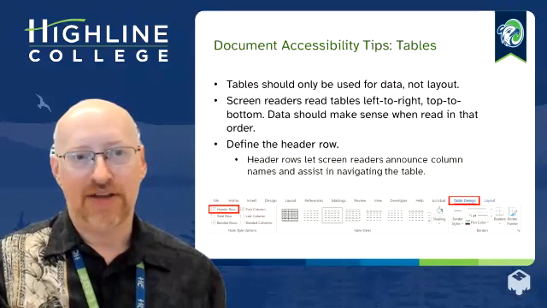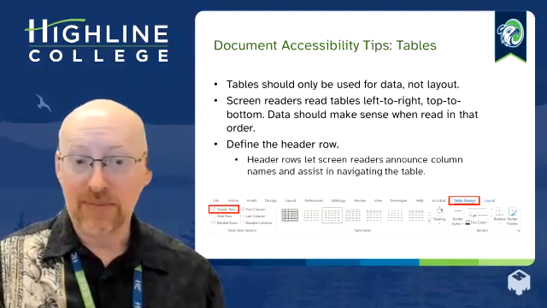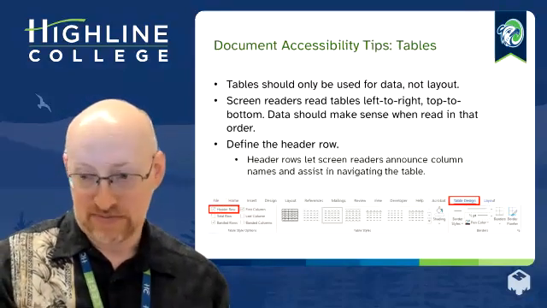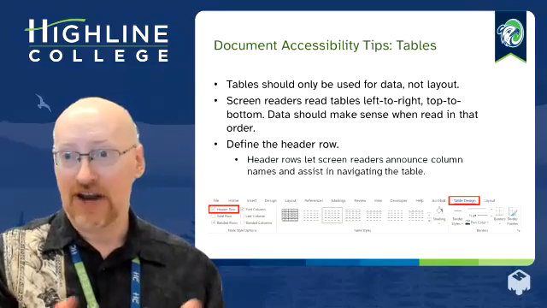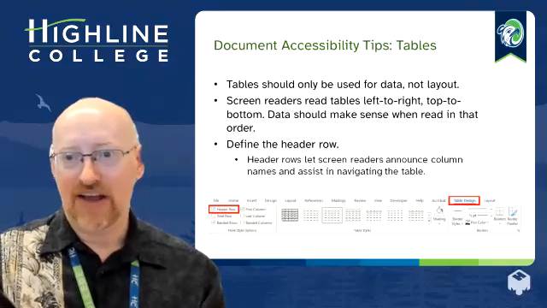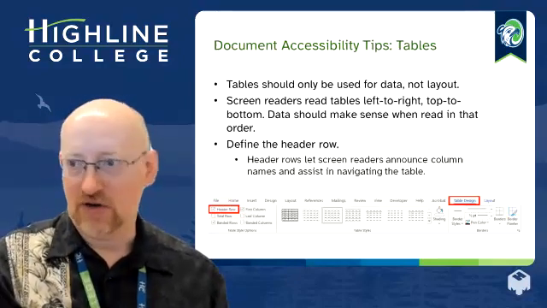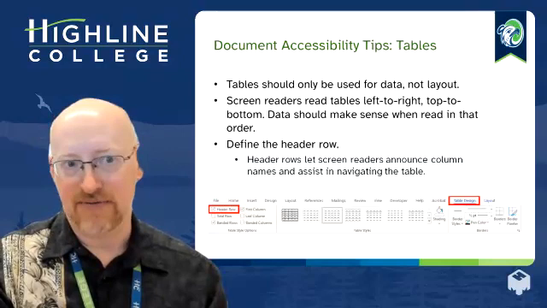One of the main ones is that, in order to help people navigate tables when they're used the way they're supposed to be used, screen readers will announce, you're now in a table. You're in row 1, cell 1. You're in row 2, cell 1 or cell 2 or cell 3, and then they'll read the information.